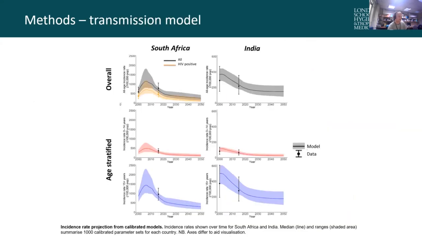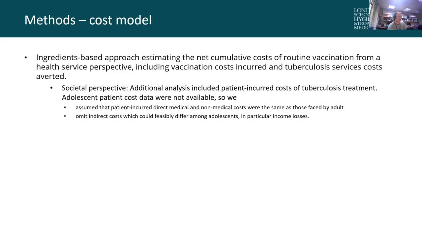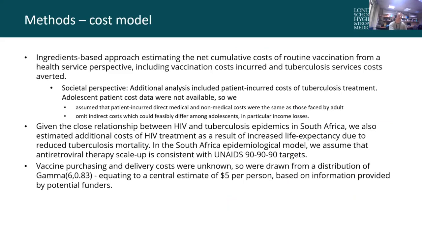That's a nice picture of the model. There are some nice graphs in our methods section, and nice information about our costs, which I'm not going to dwell on. One thing I will dwell on, however, is that it's really difficult when you're doing these models to know what a vaccine is going to cost to buy and to get into people's arms.